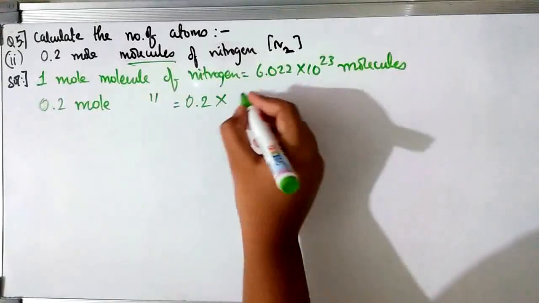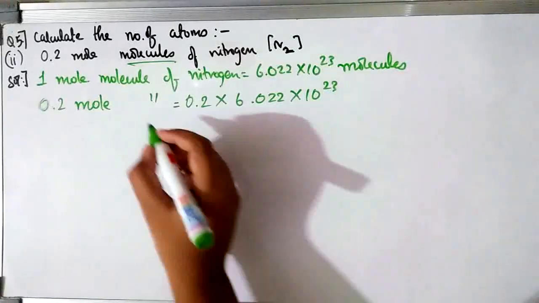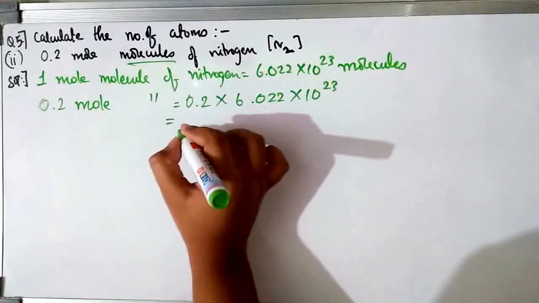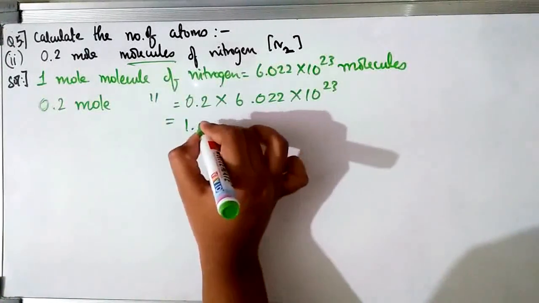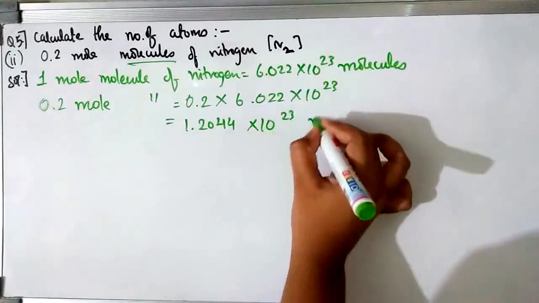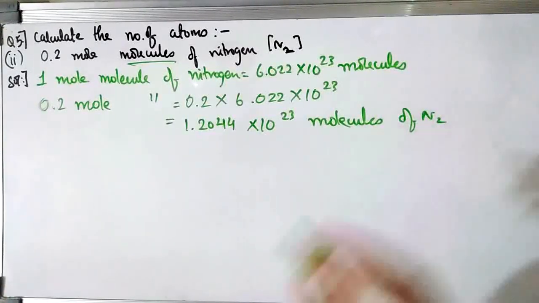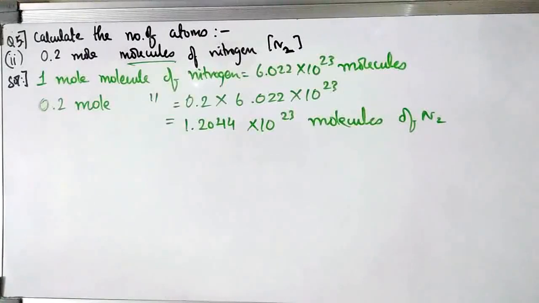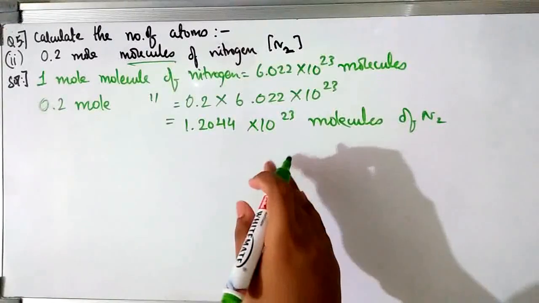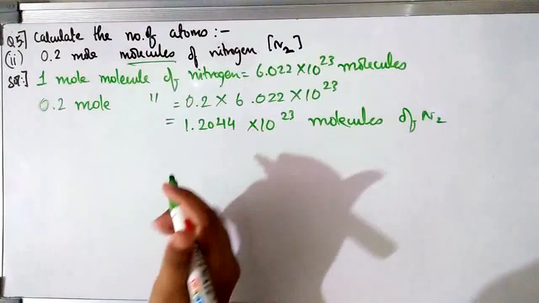So we are going to multiply 0.2 with this number, that is the Avogadro number, and the final answer is about 1.2044 into 10 to the power 23 molecules of nitrogen. Okay, so we got that many molecules of nitrogen by multiplying 0.2 moles with that Avogadro number. So we got the number of molecules of nitrogen, but we have to find out the number of atoms present in nitrogen. So that's simple.